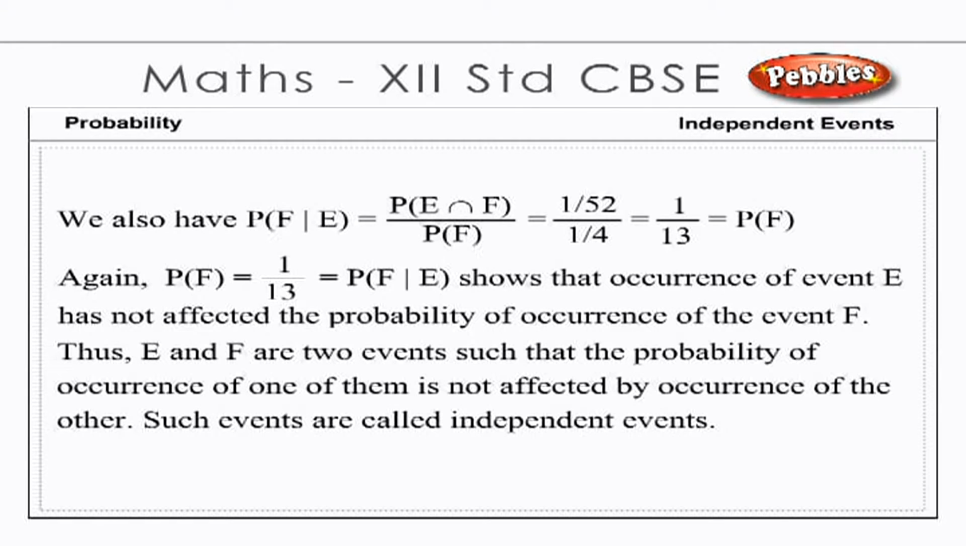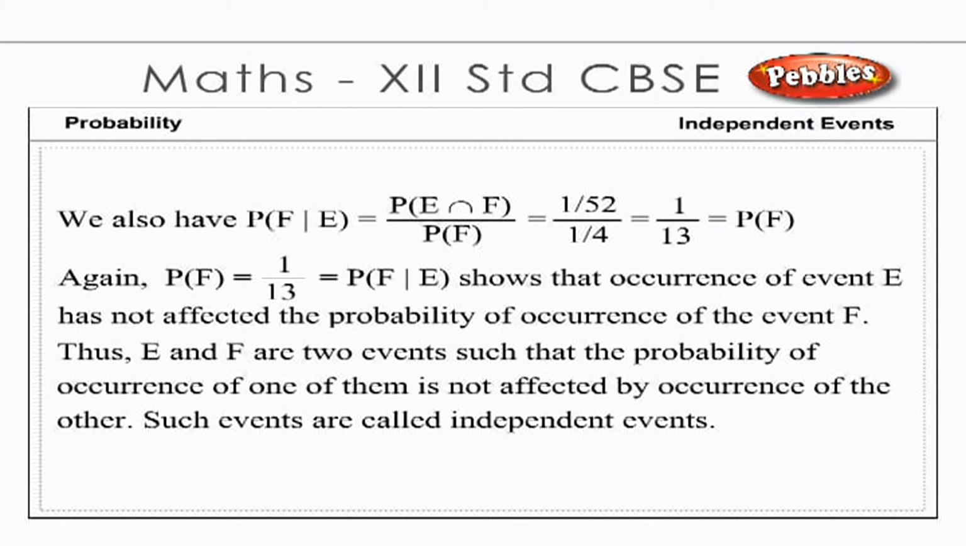We also have P of F given E is equal to P of E intersection F by P of E, which is equal to 1 by 52 divided by 1 by 4, which is equal to 1 by 13, which is equal to P of F. Again, P of F is equal to 1 by 13, which is equal to P of F given E, shows that the occurrence of event E has not affected the probability of occurrence of the event F.